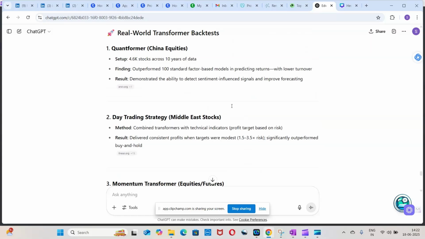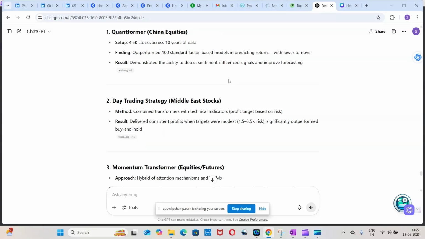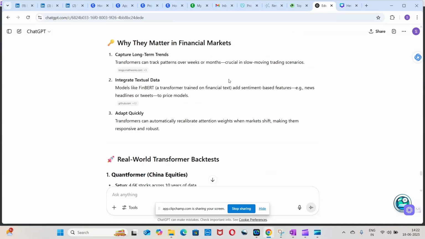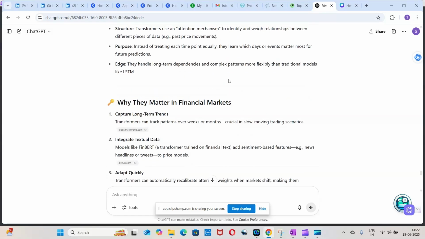So that's a new AI model, with backtesting done on Chinese markets, Middle East stocks and equities, and BTC. It has outperformed and provided consistent results, and is able to capture long-term trends and find sentiments from textual data. And it has an attention mechanism, identifying which pieces of information are more important, and it's basically performing better than LSTM models. So yeah, that's about transformers, the AI models that are being used in financial markets for trading.